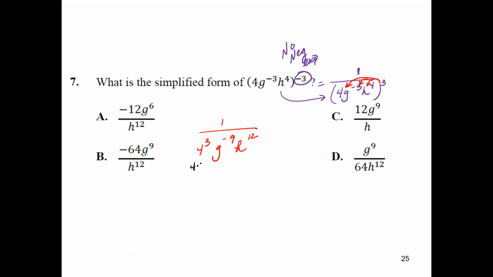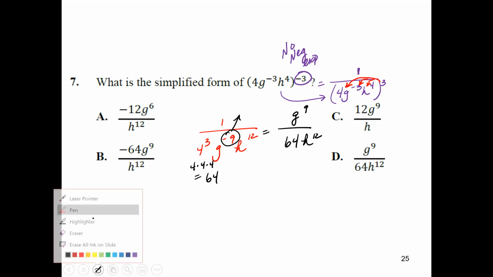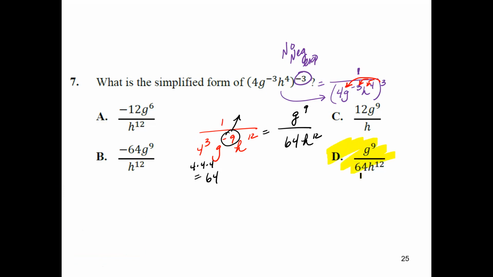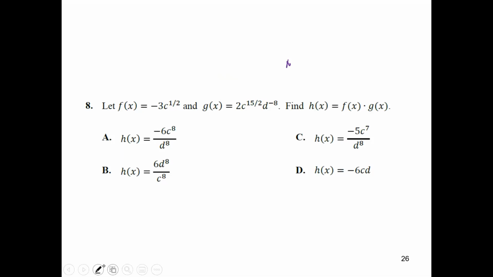Well, I know that 4 times 4 times 4 is 16 times 4, which is 64. And that negative 9, I'm going to move up. So I have g to the positive 9, over 64, h to the 12th. And that matches D. Okay, let's take a look at 8.